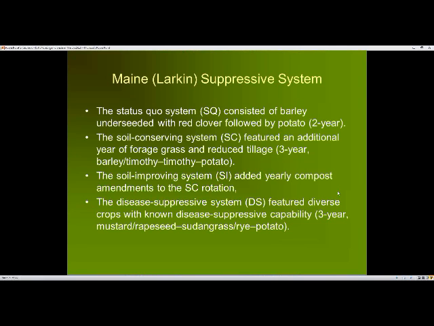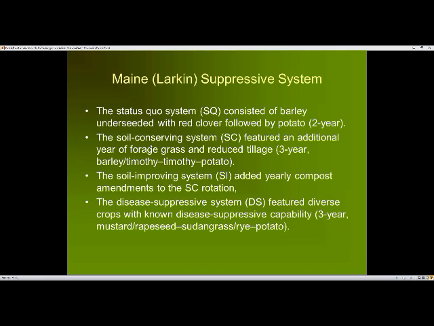But the next thing that they did, which I think is really forward-thinking, is to really think about what the goals are when you're trying to design a suppressive and a sustainable potato production system. And they clearly articulated goals of a sustainable system, and then specifically designed rotations that they thought would achieve those goals. Then they compared these sustainable systems that they designed with what they called the status quo system, which was a 2-year potato rotation, including barley and red clover.